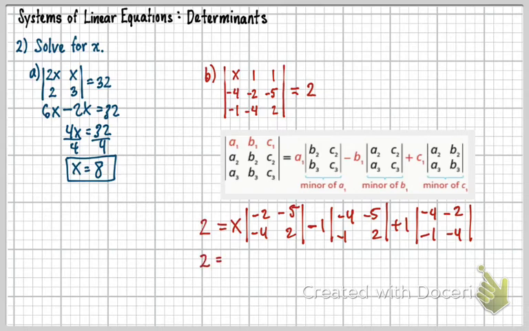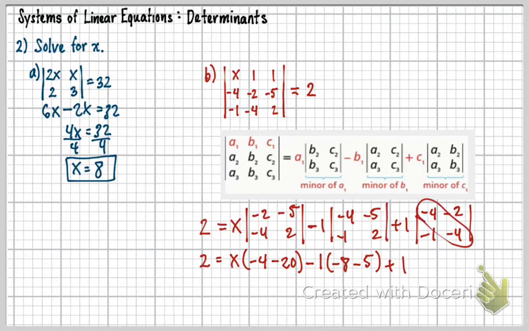So now that's going to be 2 equals x times, and my determinant here is going to be -2 times 2, which is -4, minus, and then -5 times -4 is 20, and then minus 1 here. And then that's going to be a -4 times 2, which is -8. And then minus -5 times -1, which is 5. And then plus 1 here.